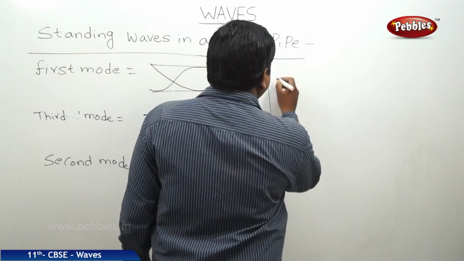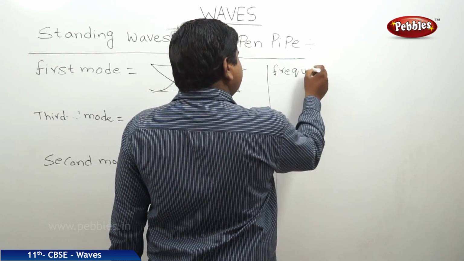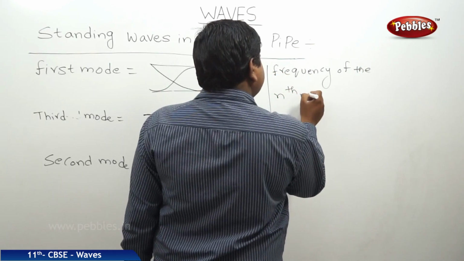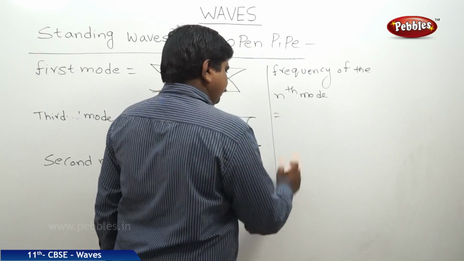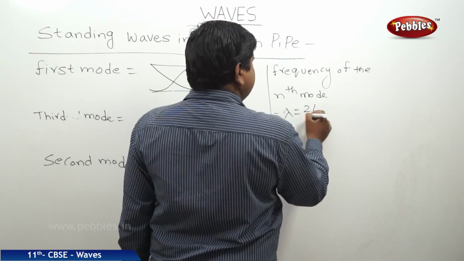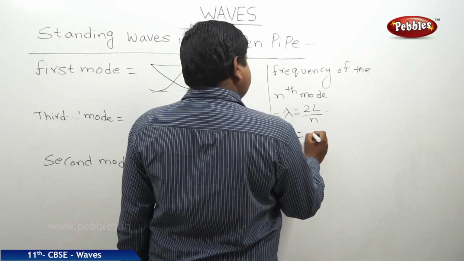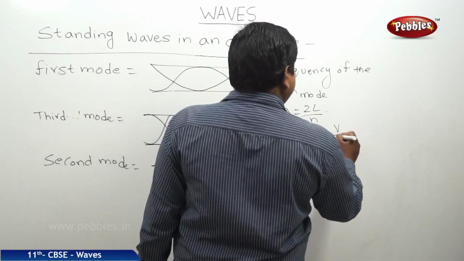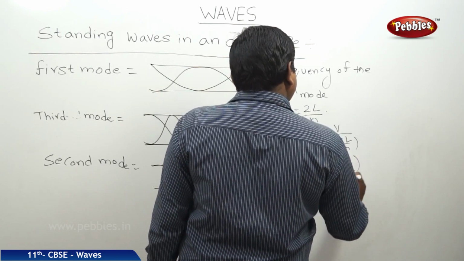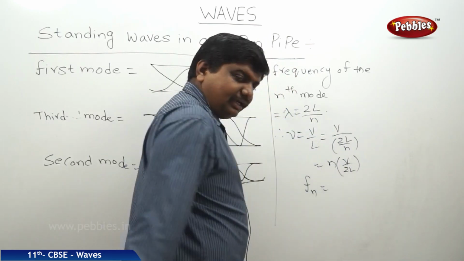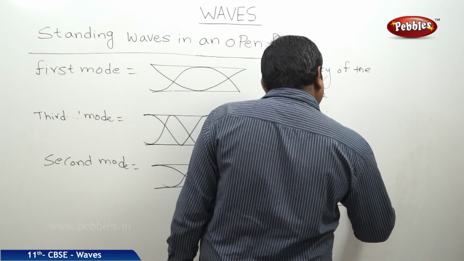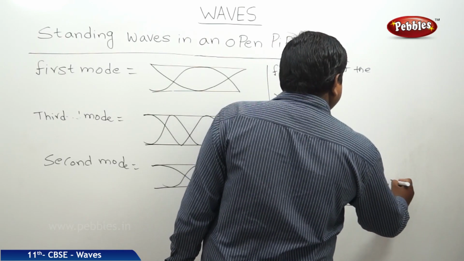So what about the frequency of the nth mode? We know that lambda is equal to 2L by N. Therefore, frequency is equal to V by lambda, that is V by 2L by N. Therefore, it is N into V by 2L. Therefore, the nth frequency is equal to N into F1, where N is equal to 1, 2, 3, etc.